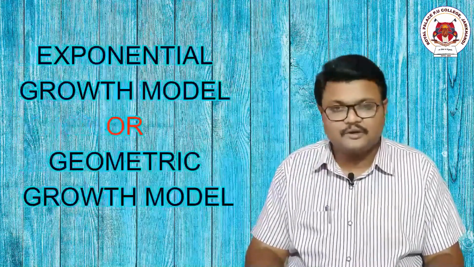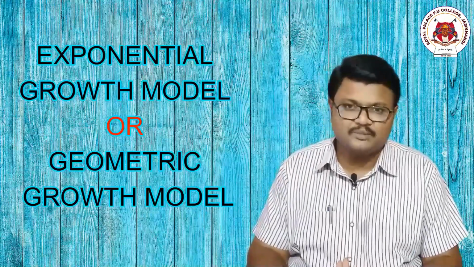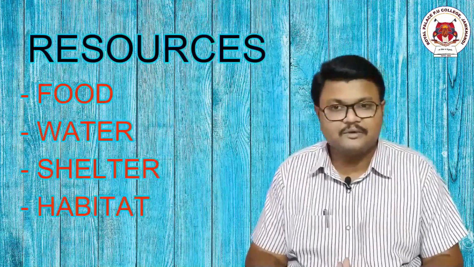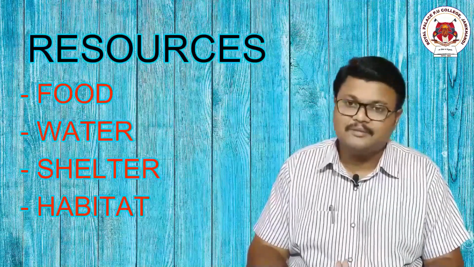These are the two growth models given in our NCERT textbook, and we'll understand these growth models point by point. The first one is the exponential growth model. This exponential growth model is also called a geometric growth model. Now, what is this exponential growth model? Consider that in the forest there are resources. Resources, in the sense, you can consider with respect to food, shelter, and habitat, etc.